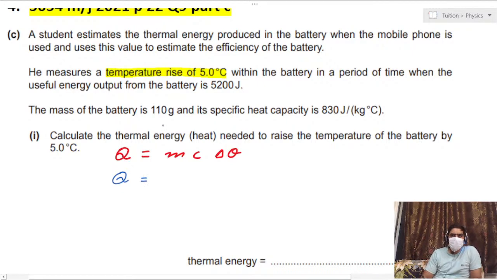What is the mass of the battery? The mass is 110 grams, I'm going to write it as 0.110, and the specific heat capacity is 830 joules per kilogram.